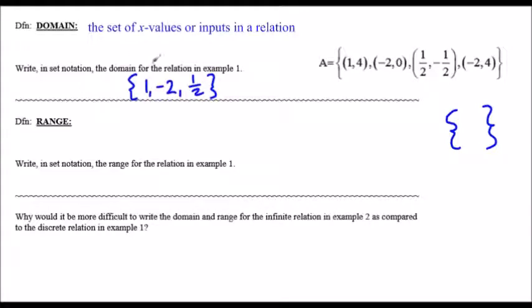Okay, so here's the domain. Notice that I did not repeat. -2 appears twice as an x value. I did not repeat that. All right. Now for your range.